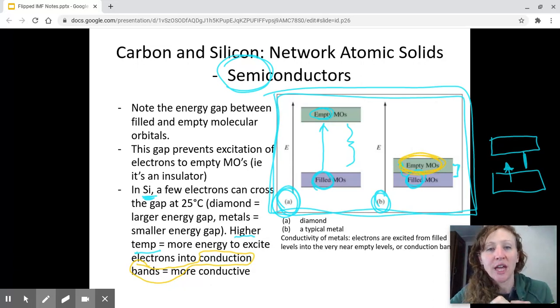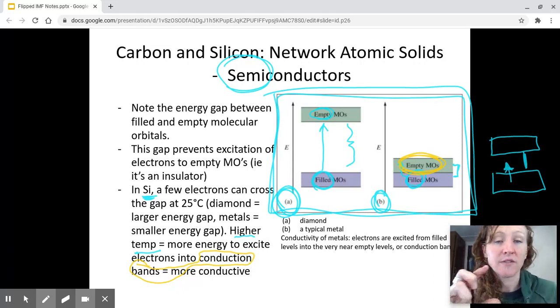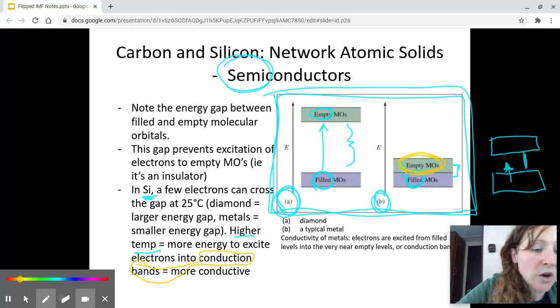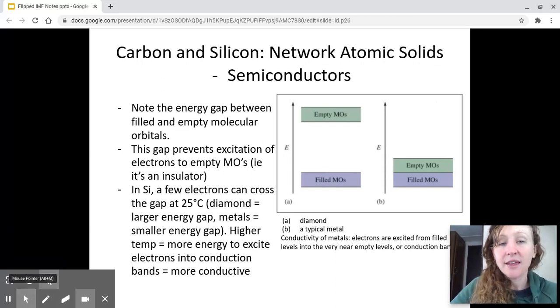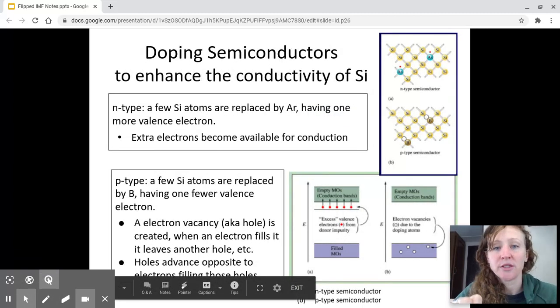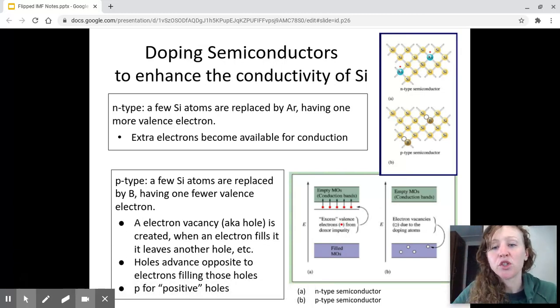So if there's a big energy gap between the electrons and the conduction band, or the filled molecular orbitals and the empty molecular orbitals, it's going to tend to be an insulator. If there's a little energy difference, it's going to be a semiconductor, and if there's no energy difference, it's going to be a conductor. Okay, so silicon is a really good semiconductor, and silicon can actually be doped to enhance its conductivity. To dope a semiconductor means to introduce a new atom that changes its ability to conduct.